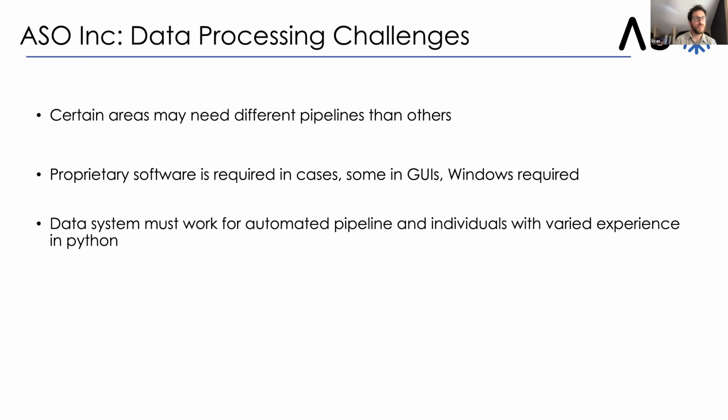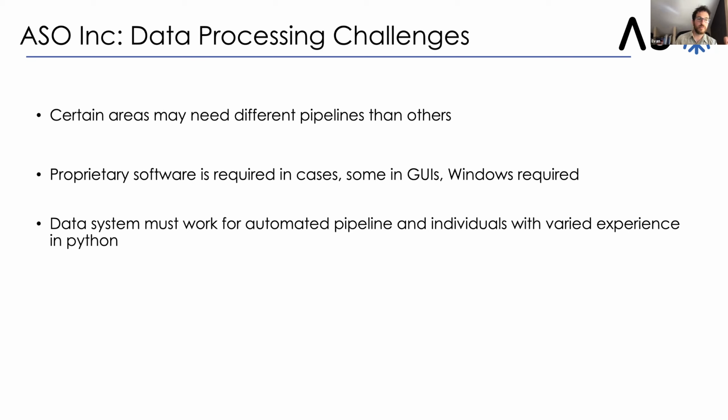A few other things that we're dealing with, like certain areas needing different pipelines than others. When research was focused on just a few individual basins, there were a lot of consistencies with respect to projections and even geographic things like vegetation that now we need to keep track of and treat differently in different areas. We have proprietary software that often requires Windows, and one actually has a GUI. So figuring out how to automate that type of stuff is really tricky.